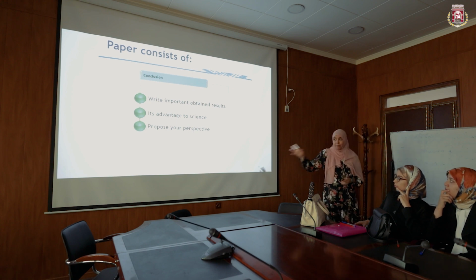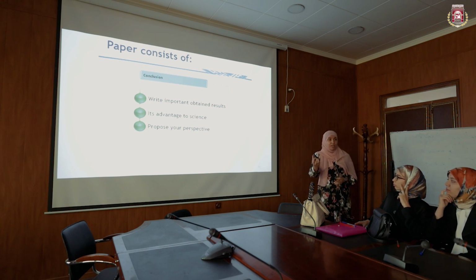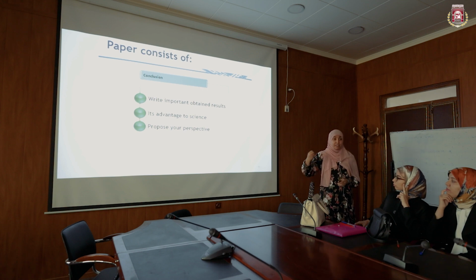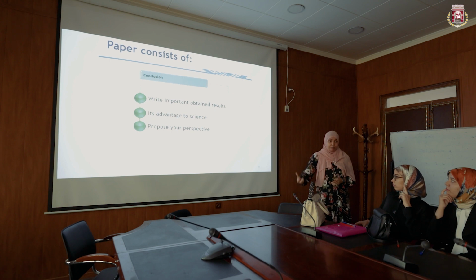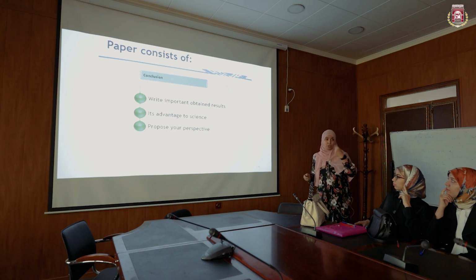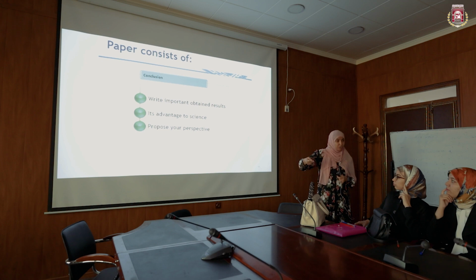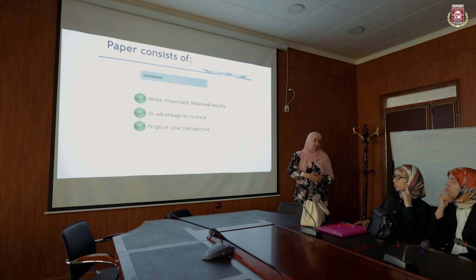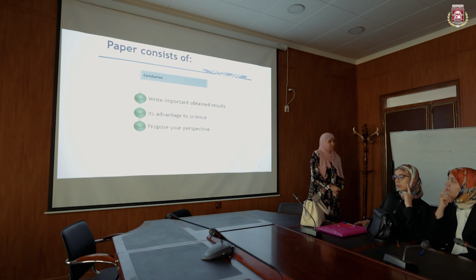For example, for amylase, we have found that we isolated a molecule, and this molecule presented high inhibition against amylase. So with this high inhibition, we can propose it as a drug candidate. This is its advantage to science, as a drug candidate. And then propose your perspective. You should test this molecule with clinical assays to improve using it as a drug for diabetes. Here, how to present a conclusion.